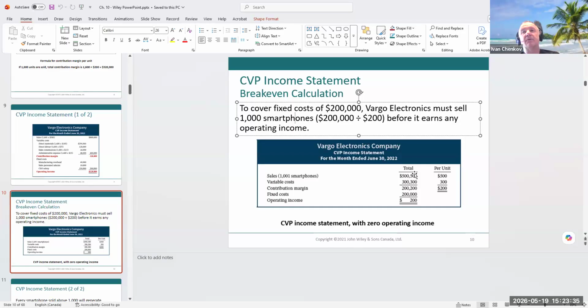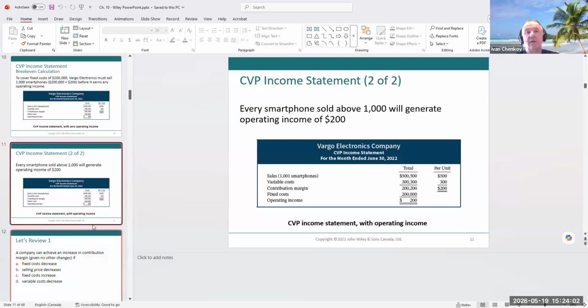What's going to happen if I sell one additional unit? Well, if I sell 1,001, the contribution margin of that additional unit is going to come directly to my operating income. Why? Because with 1,000 smartphones, I'm covering my fixed cost. If I sell one additional, $200 is coming to my pocket now. So every additional unit that I'm selling is going to give me an additional $200.